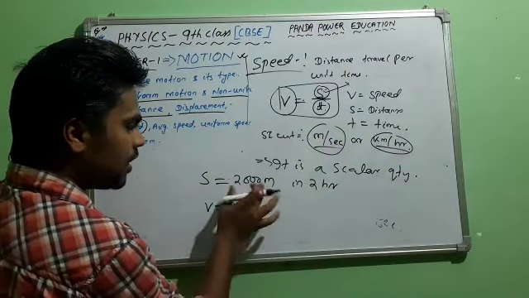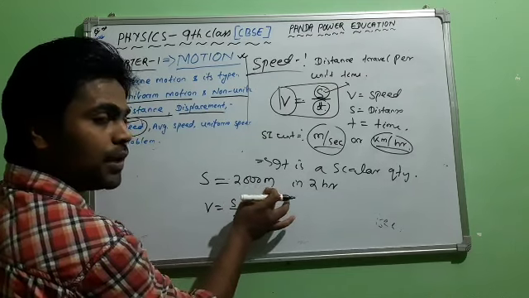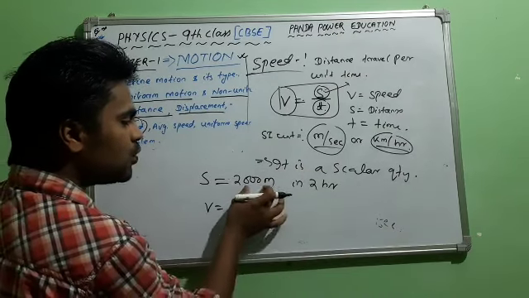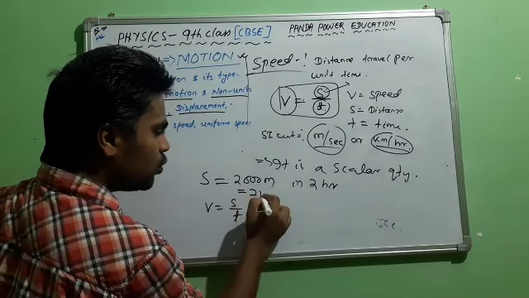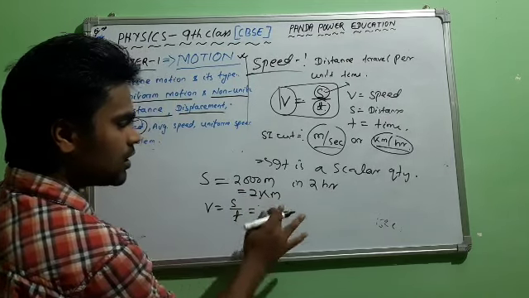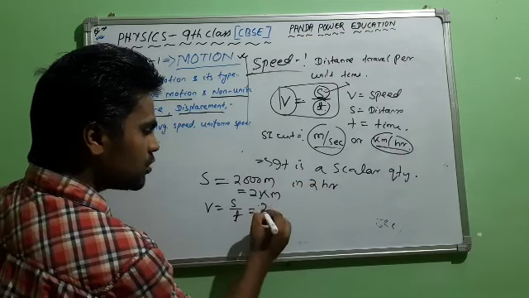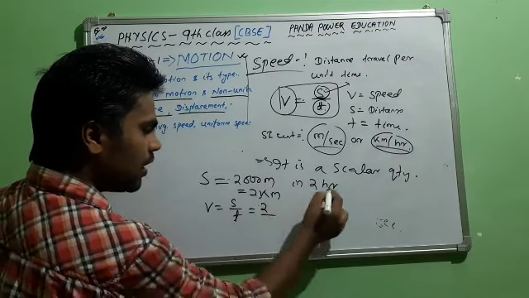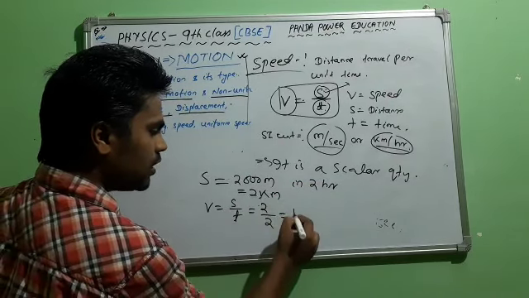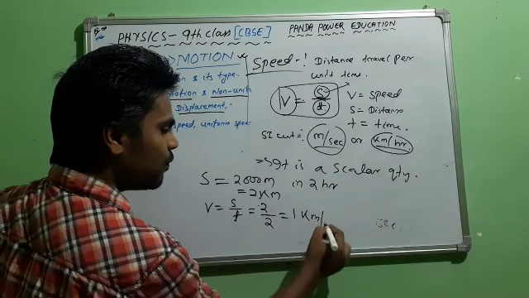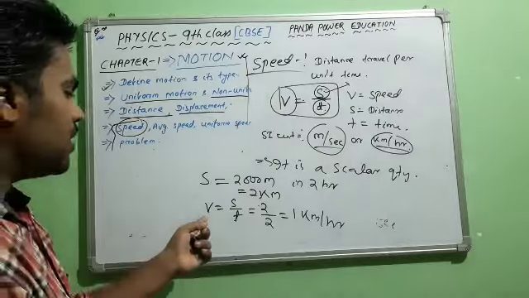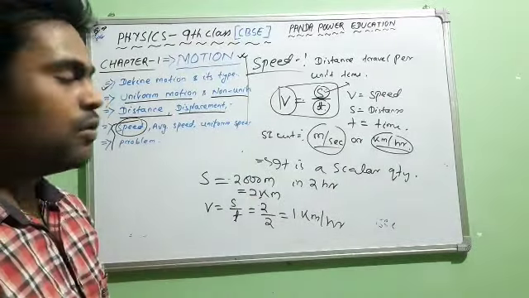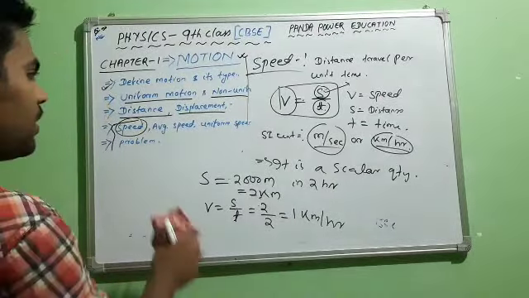So I am converting 2000 meter into kilometer. 2000 meter is equal to how much? 2 kilometer. Got it? And here t is equal to 2 hour. So now s is 2 and t is 2. Then it is 1 kilometer per hour. Got it? You have to just analyse how to write the speed.